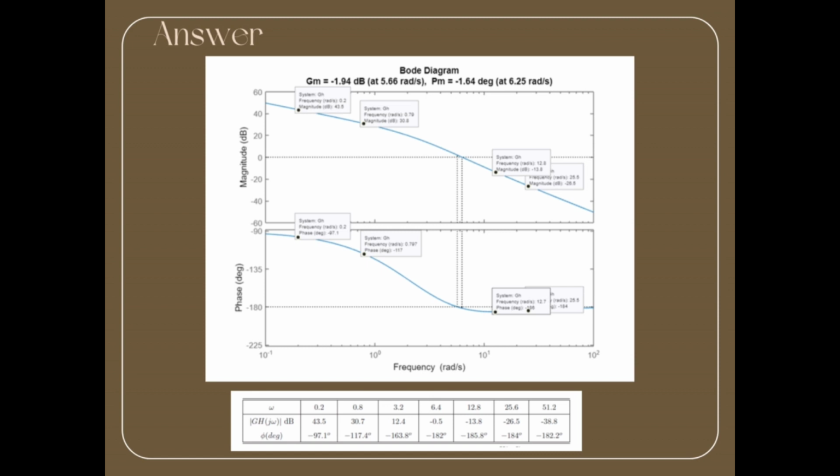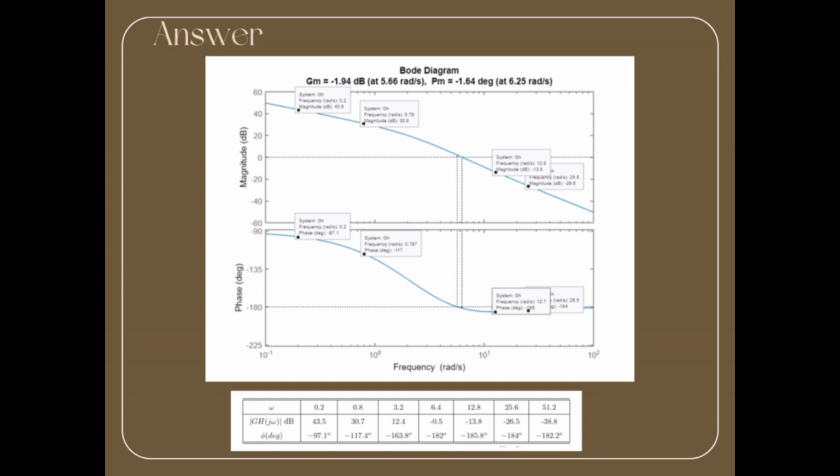In this graph, to obtain the gain margin and phase margin, it is already stated on the graph: the gain margin is negative 1.94 decibels at 5.66 radians per second. Meanwhile, the phase margin is negative 1.64 degrees at 6.25 radians per second.